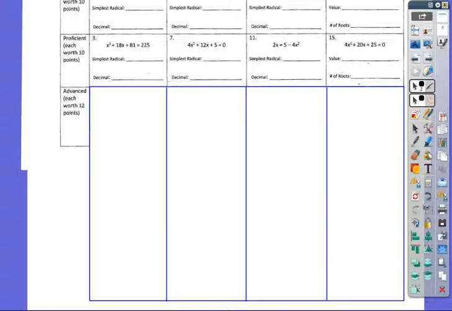All right, so the first thing I notice is that I am not on pen. Once I figure that part out, I notice that that is a square binomial. So I need to factor it as a square binomial.